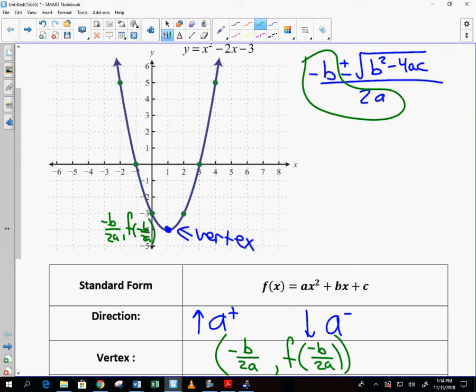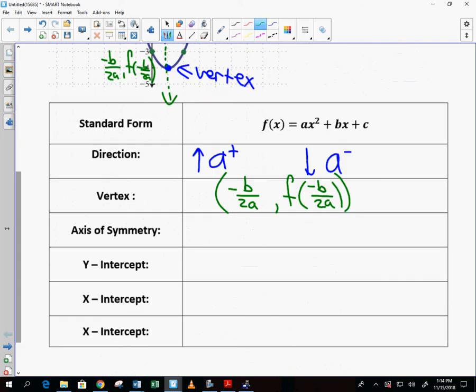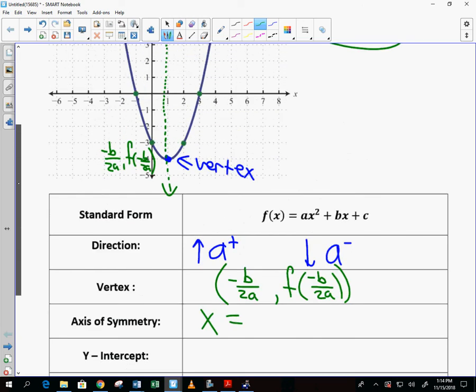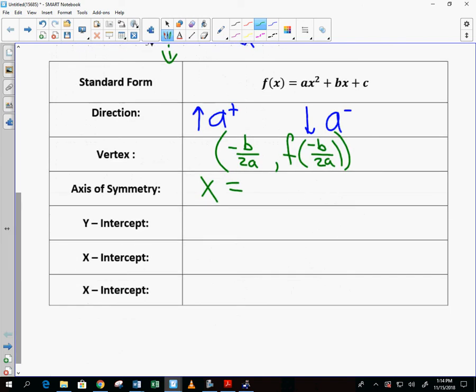So that's our vertex. We also have this thing, it's called the axis of symmetry. It takes the parabola and it divides it directly in half. If you notice, it's a vertical line. Vertical lines have the equation of x equals. What is the x value it passes through? Well, the x value of the vertex. So it's just x equals negative b divided by 2a.